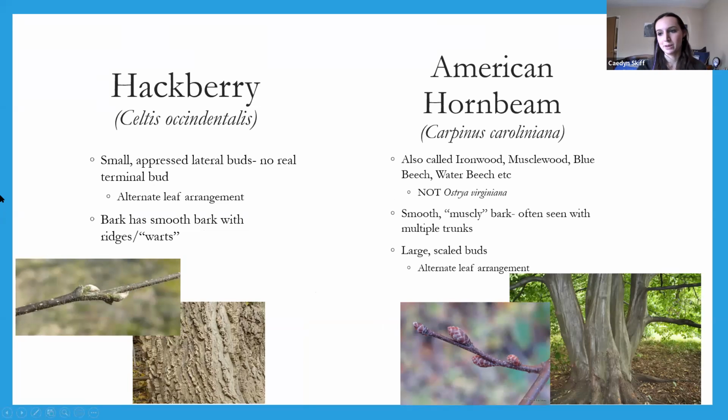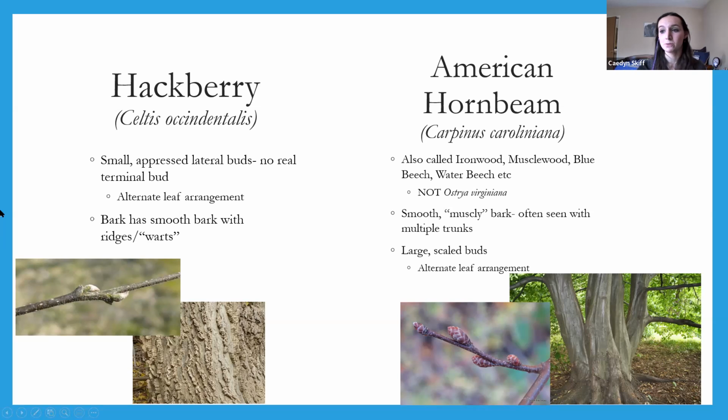The next one, this is one of my favorites, is hackberry. Their buds are what we call appressed, which literally means they're pressed against the twig. So they're pretty small. They don't really have a terminal bud at the end of the twig, so that can kind of clue you in. If there's not a real obvious terminal bud, it might be a hackberry. They also have an alternate leaf arrangement. It's less dramatic than some other ones. They're kind of closer together.